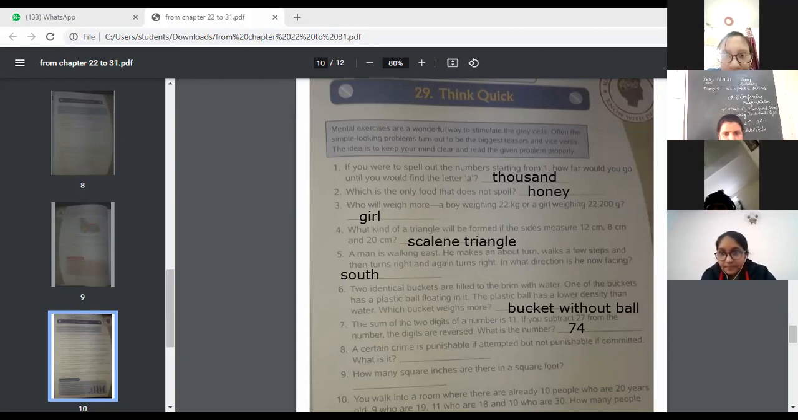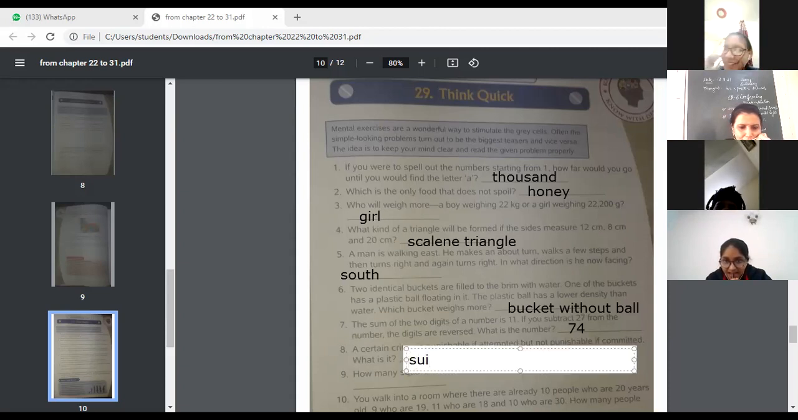That is 74. Good. A certain crime is punishable if attempted, but not punishable if committed. What is it? Suicide. Suicide. Everybody knows it. Everybody knows the answer. Suicide. Option C, it comes. C is the answer. Next.